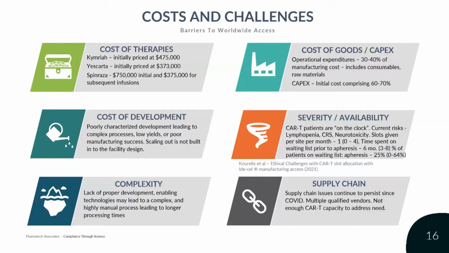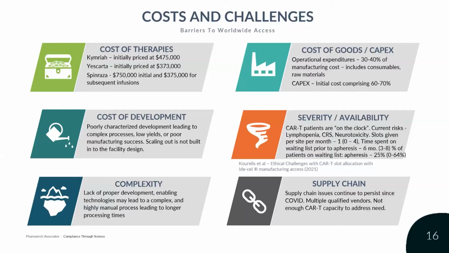And then I've talked about the ethical quandary before, but Corrales and colleagues, I believe at the MD Anderson Cancer Center, did a survey of all CAR T dispensing clinics, basically. And right now, slots given per site per month, according to the survey that they did across 20 sites, is somewhere on the order of potentially 0 to 4 patients. And on average, generally one patient gets that slot per month. And then these patients could have spent anywhere from 3 to 8 months on the waiting list prior to apheresis.